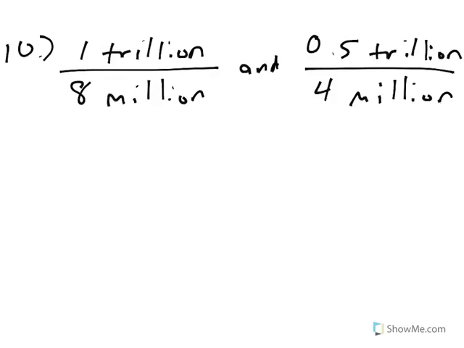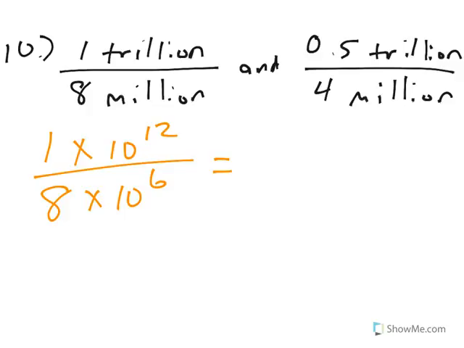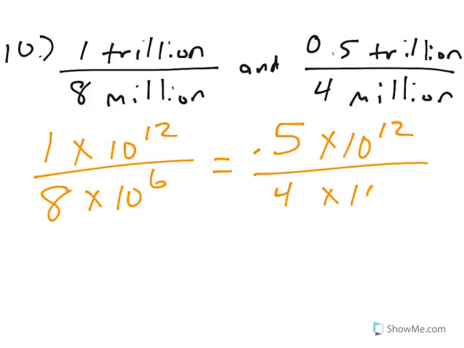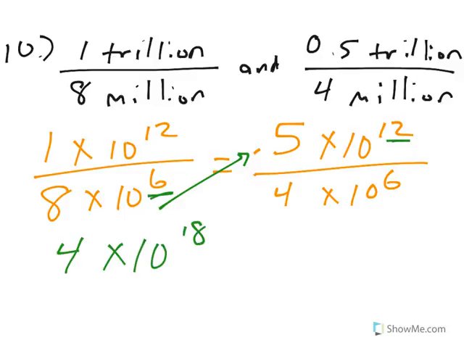And the last one, number 10, 1 trillion. Well, trillion is 12. 8 million. Million is 6. 6.5 trillion. Trillion means 12. 4 million. Million is 6. And now we're ready to cross multiply. So, 8 times 10 to the 6th times 0.5 times 10 to the 12th gives me 4 times 10 to the 18th, because 6 plus 12 is 18.